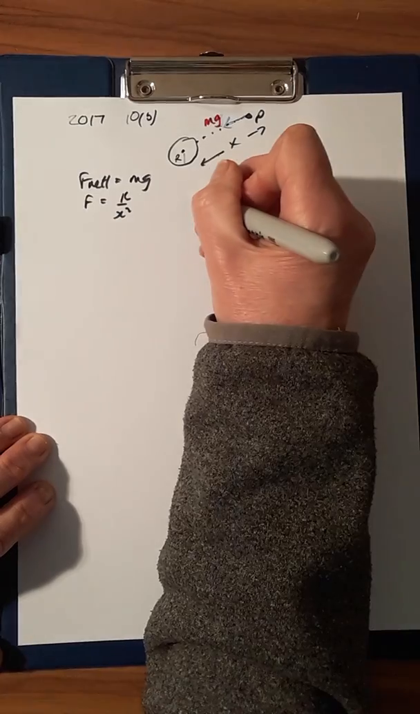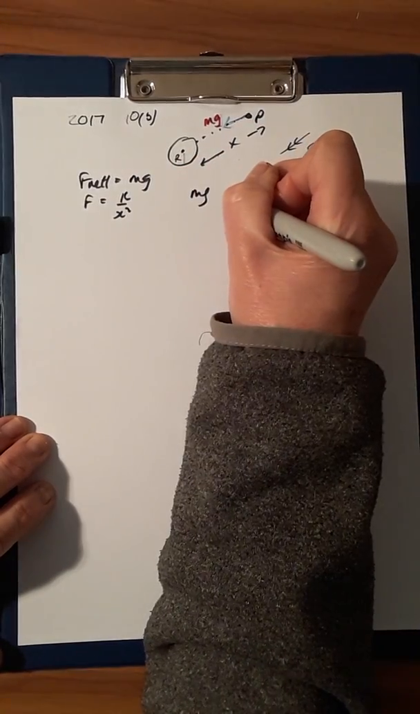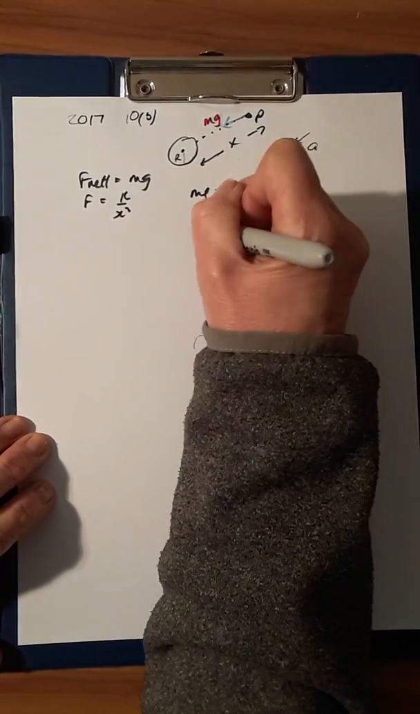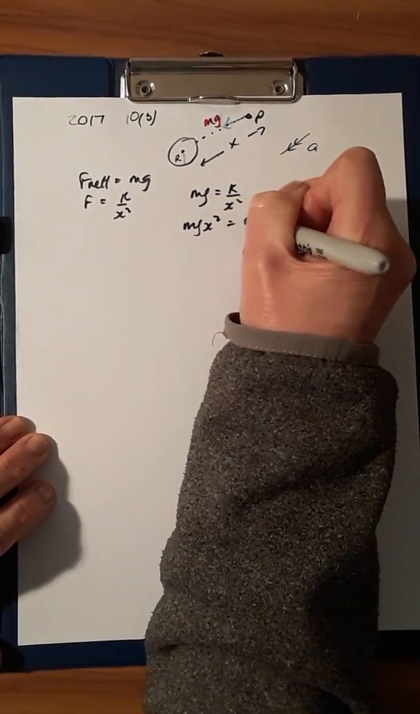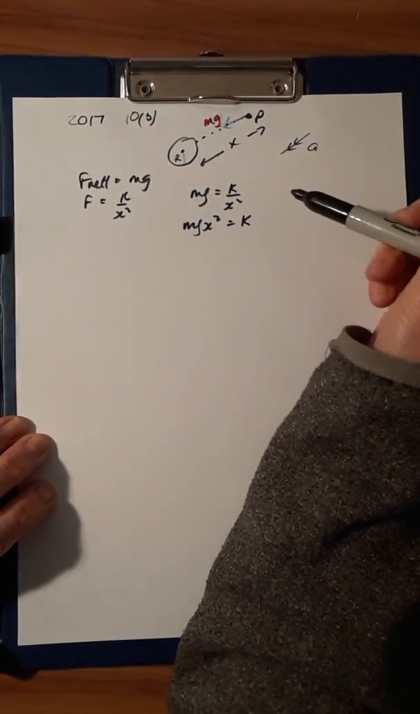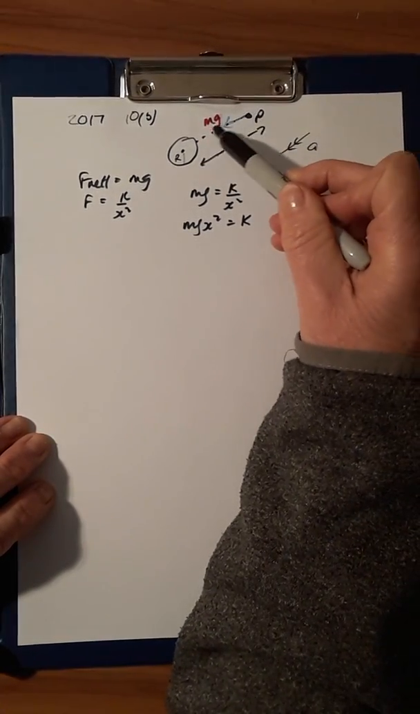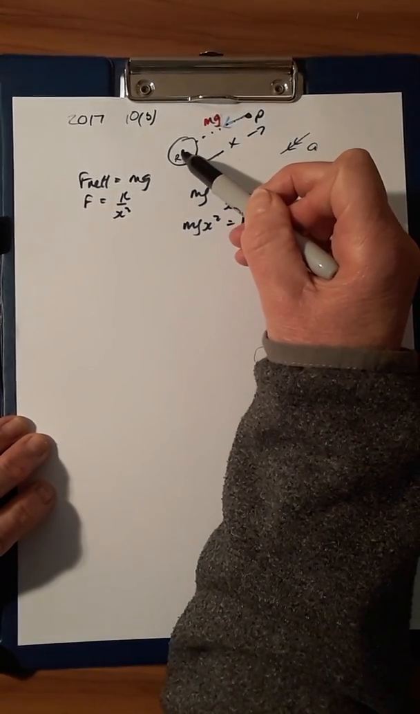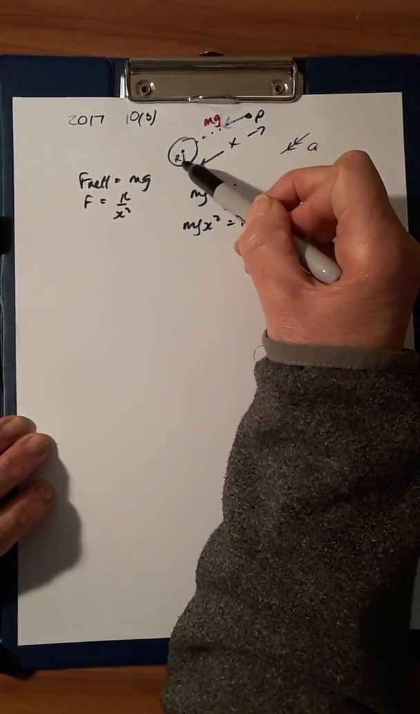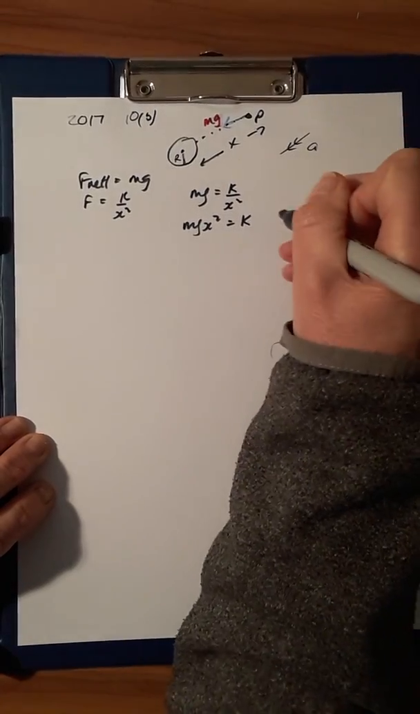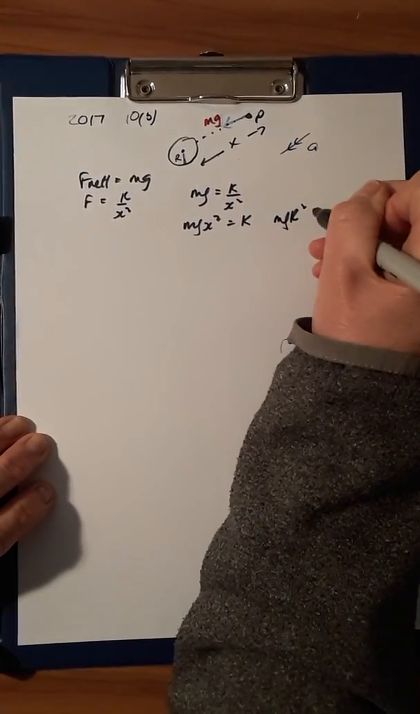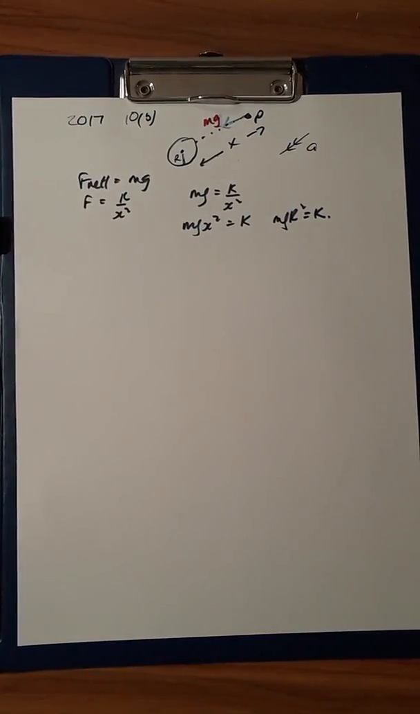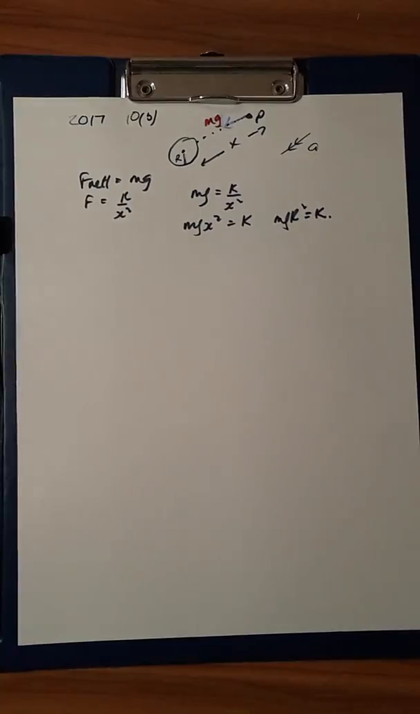So I'm going to put this mg, F net equal to ma, equal to k over x squared, and then say mg x squared is equal to k. And of course this force is acting at a distance of r from the centre of the Earth, because the radius of the Earth is r. So I'm going to say this is mg r squared is equal to k. So that tells me the first part of the question. Okay, so I've shown that.